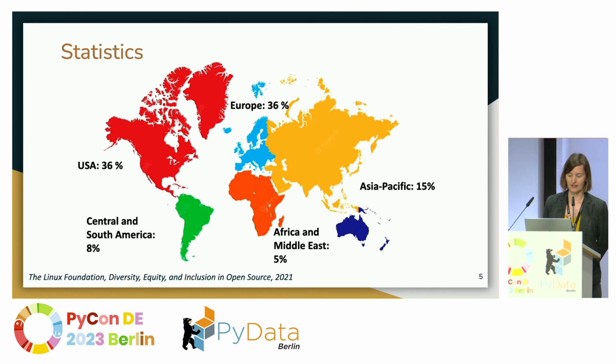Let's look at ethnic diversity. You can see here on the slide that 36% of contributors come from the USA alone, followed by 36% of contributors from all across Europe, followed by 15% from the Asia-Pacific region, followed by 8% from Central and South America, followed by only 5% from Africa and the Middle East. So you can see that there's a strong overrepresentation of people from the global north. I could go over more examples of diversity, such as age distribution or identification with the LGBTQI community, for example, but we unfortunately only have 30 minutes, so I wanted to show you two examples, and we can talk more about other aspects of diversity later.